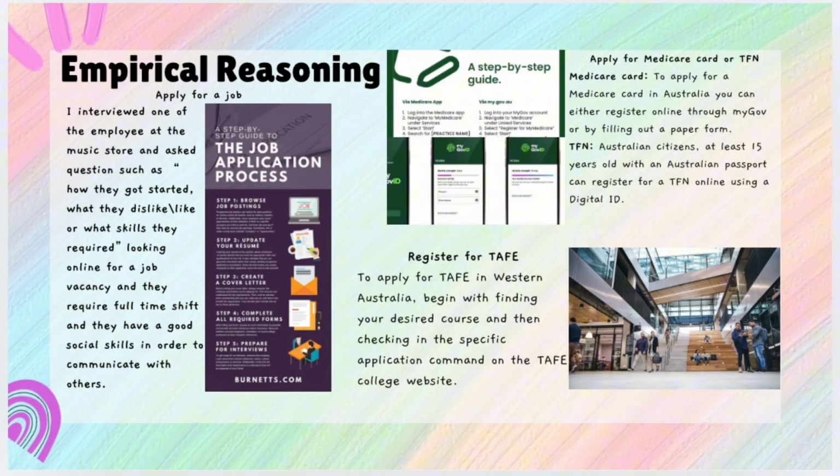Apply for Medicare card or TFN. Medicare card. To apply for a Medicare card in Australia, you can either register online through MyGov or by filling out a paper form. TFN. Australian citizens at least 15 years old with an Australian passport can register for a TFN online using a digital ID. Register for TAFE. To apply for TAFE in Western Australia, begin with finding your desired course and then checking the specific application information on the TAFE College website.